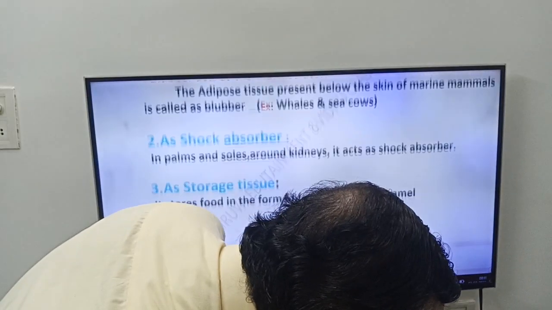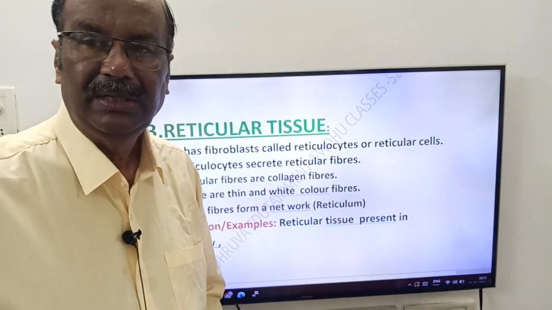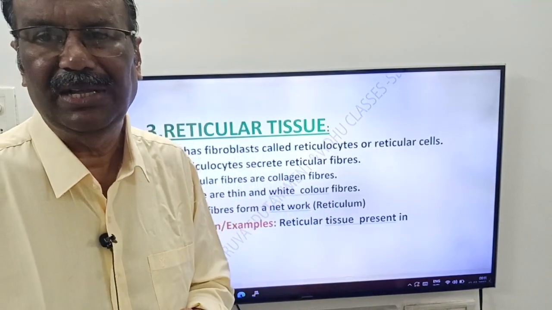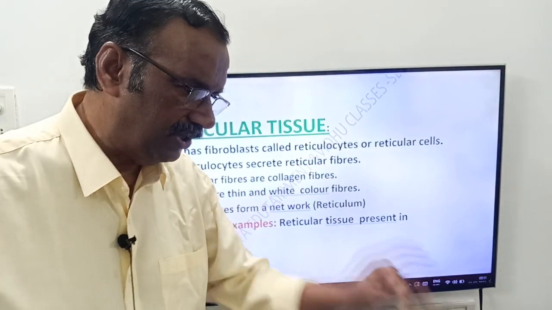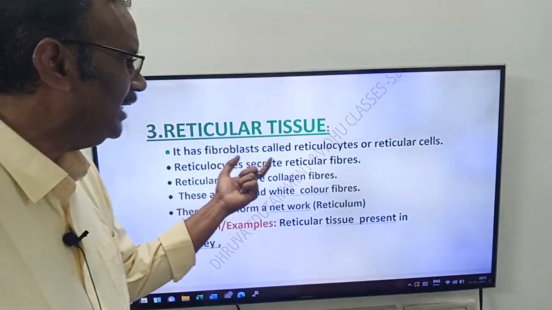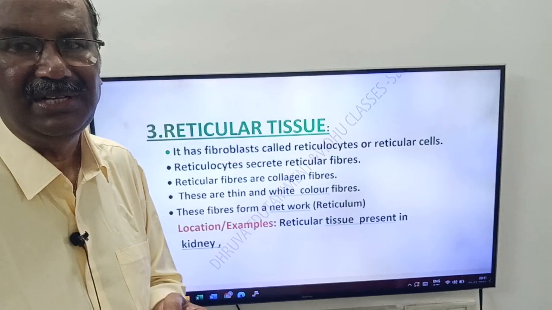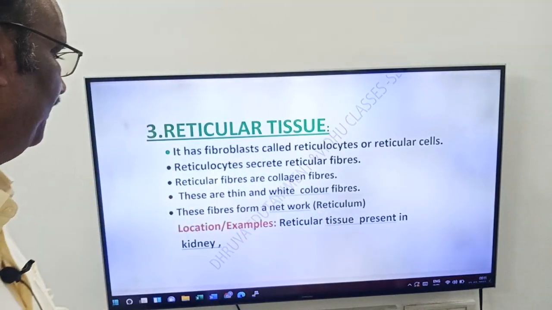Okay friends, now come to the last one. Loose connective tissue has three branches. What are they, friends? Areolar, adipose and reticular. Now come to the third one, friends. Reticular connective tissue has fibroblasts called reticulocytes or reticular cells.